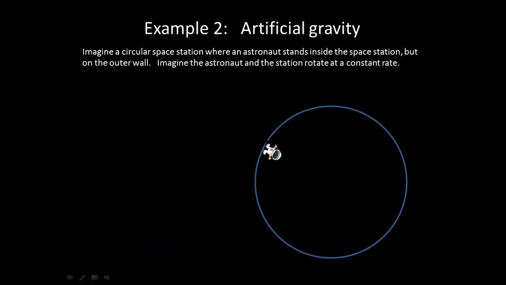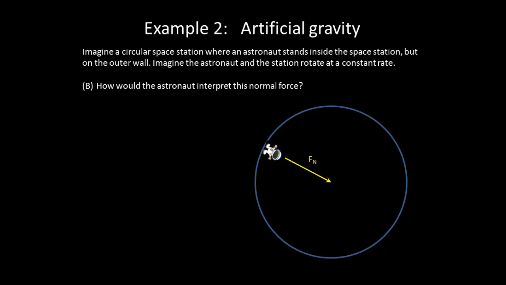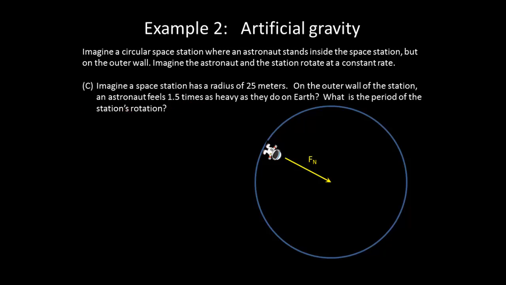Alright, so let's do an example problem. Imagine a circular space station where an astronaut stands inside the space station but on the outer wall. Imagine the astronaut and the station rotate at a constant rate. What are the forces acting on the astronaut? In this case, there is only the normal force. How would the astronaut interpret this normal force? Well, they would feel as if they had weight. Imagine a space station has a radius of 25 meters. On the outer wall of the station, an astronaut feels 1.5 times as heavy as they do on Earth. What is the period of the station's rotation?